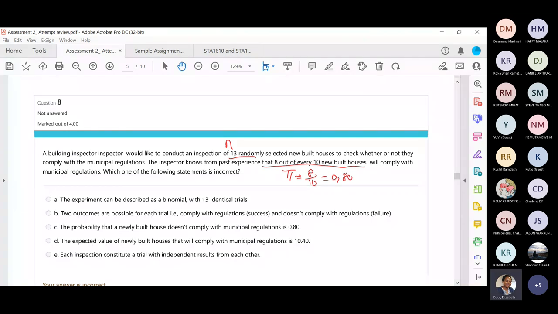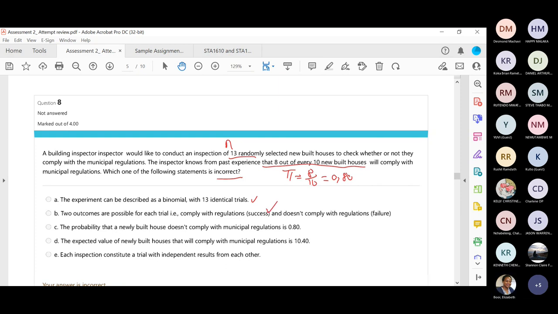Now, at some point you might need to go to the table as well. So let's look at all the options that we have here. We'll use the process of elimination for each one of them. The experiment can be described as a binomial with 13 trials. We're looking for the incorrect statement. That is correct. Two outcomes are possible for each trial: comply with regulations is a success, and does not comply is a failure. With binomial, the name says it all. True.